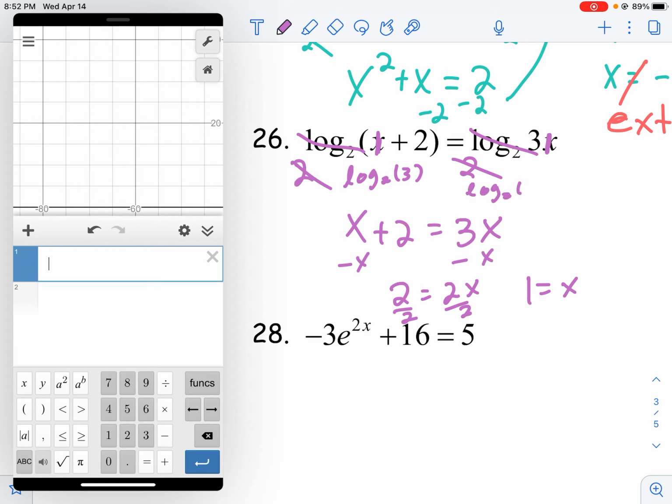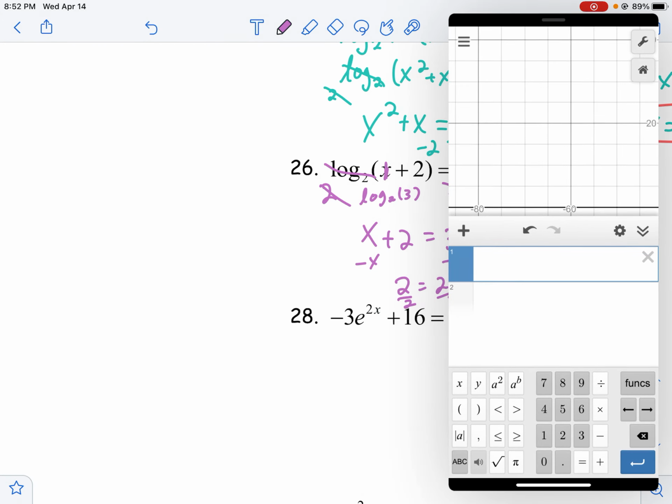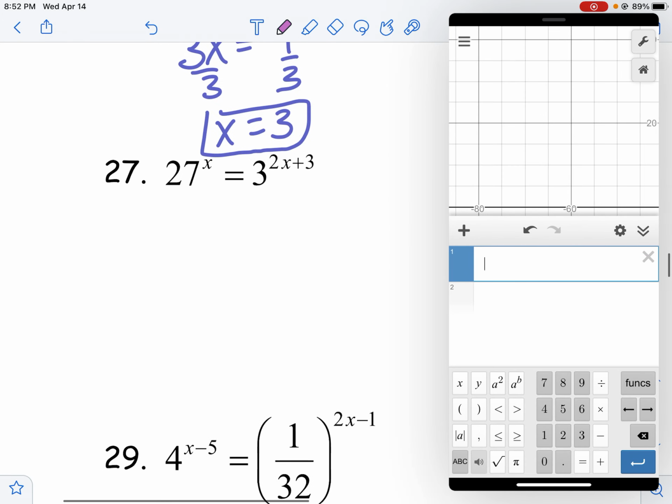Plug in 1 on this side, that would also be log base 2 of 3. So it's good. 1 does work.